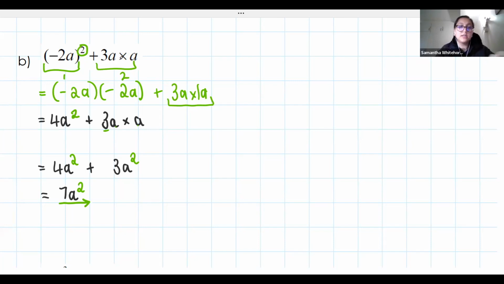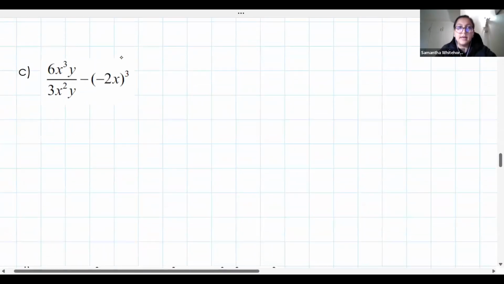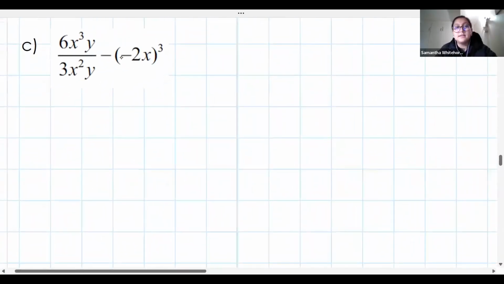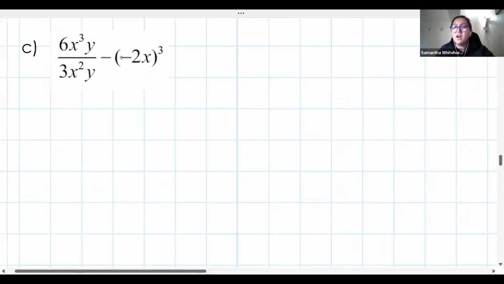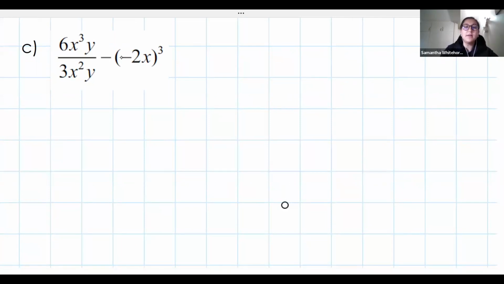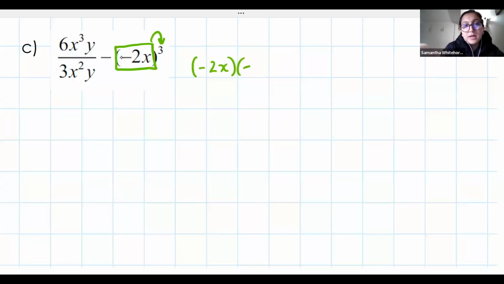Right, screenshots. And let's have a look at C. Try it. Let's see what you come up with. So give C a try. The only thing I am going to say is that this whole bracket, -2x, is being raised to the power 3. That means you've got -2x times -2x times -2x. Think about what that means.